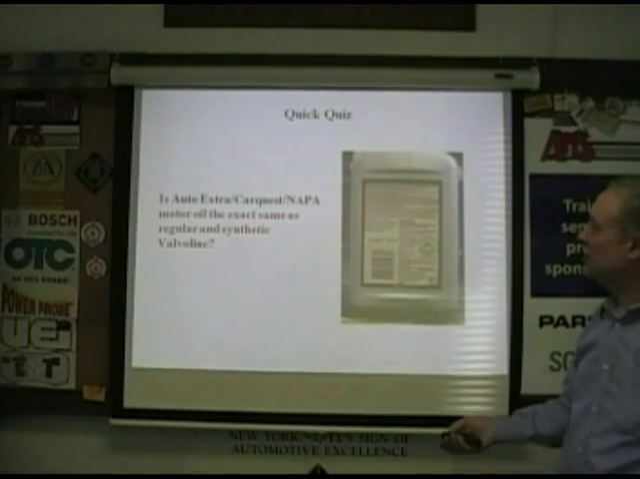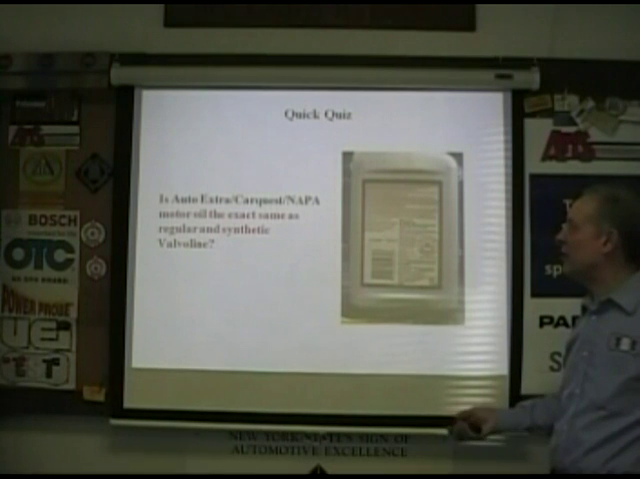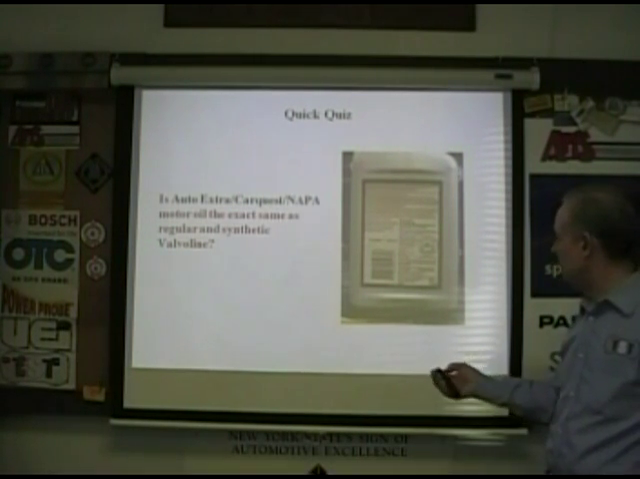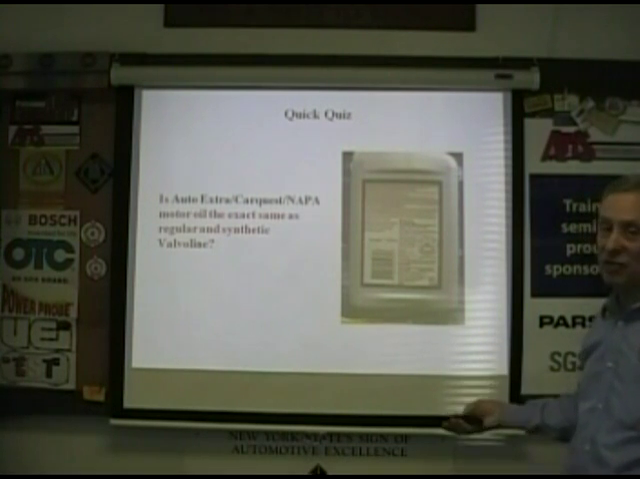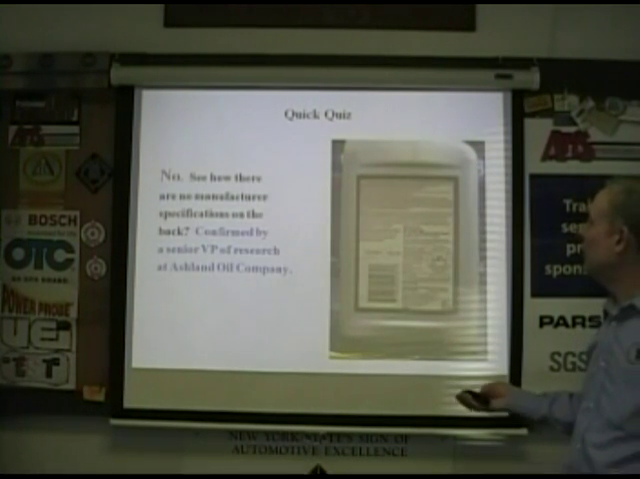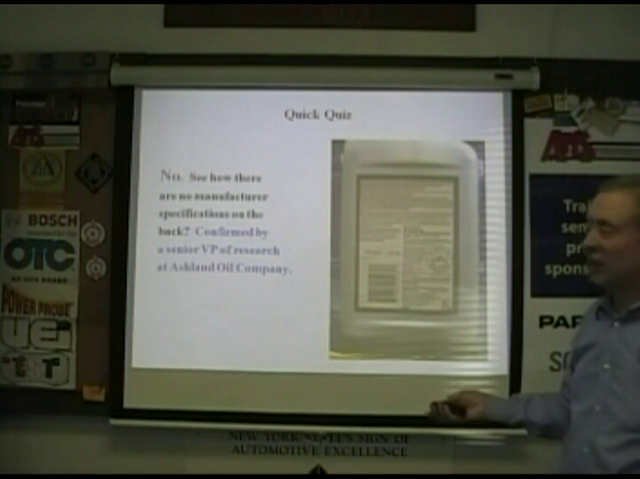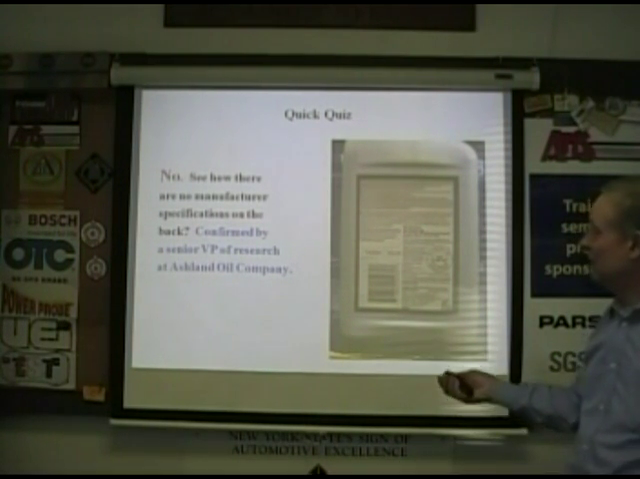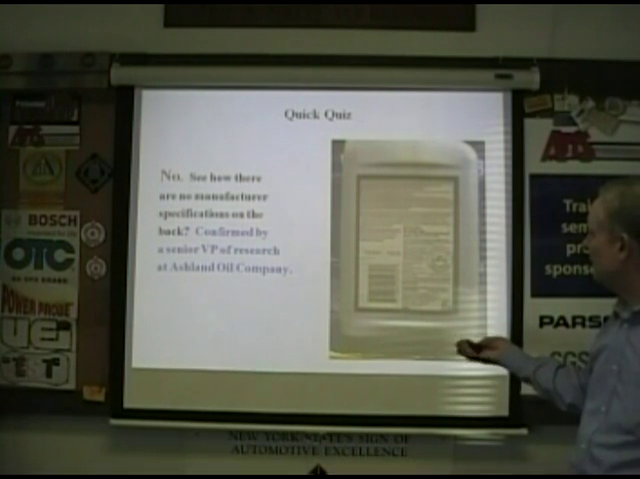Quick quiz. Is Auto Extra, CarQuest, Napa motor oil the exact same as regular and synthetic Valvoline? Again, look at the spec. You can actually contact the manufacturer and find out exactly what the compatibilities are. In this case, no. The answer is no. There are no manufacturer specs on the back of that can.